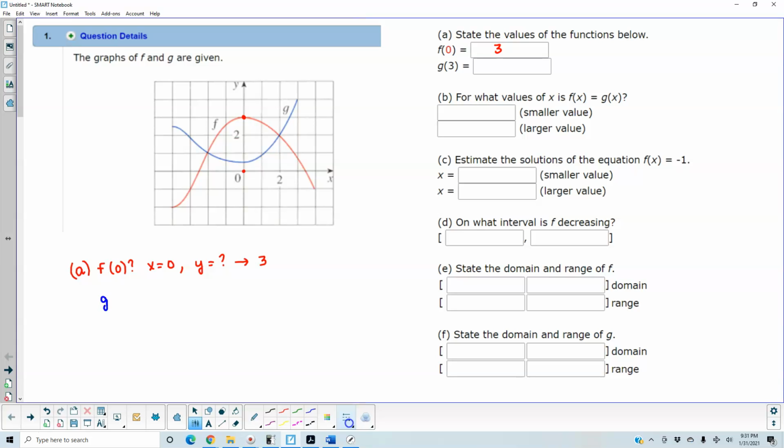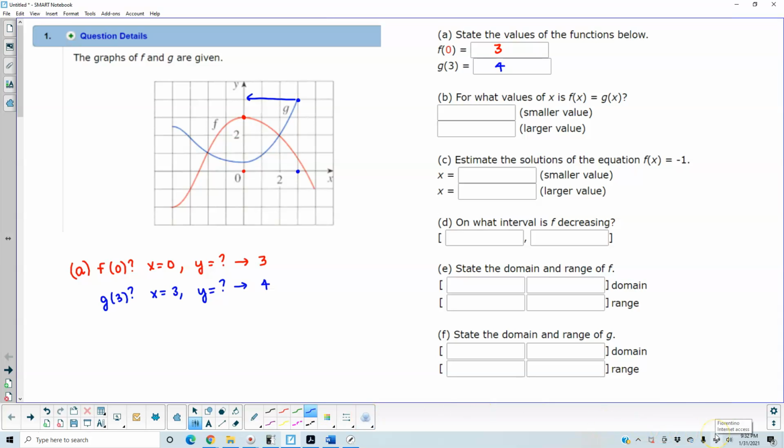Now we want to find g of 3. So that means x is equal to 3, and we want to know what is the value of y on the function. When the value of x is 3, then the value of y is 4. So therefore, when the input is 3, the output is 4.